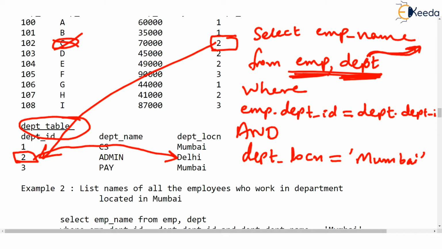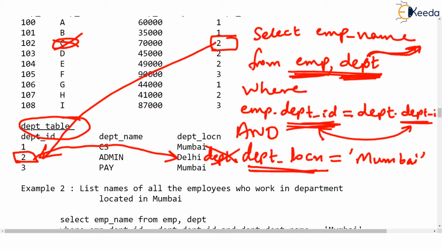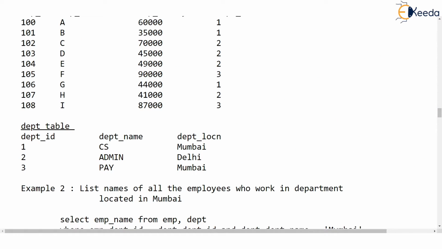I hope you are understanding. You could have written here also department dot department location. But this particular table name is not needed because this is not going to create any ambiguity or confusion. Department location is there only in one of the tables. When will the ambiguity or confusion be created? When you are using column names with the same name across the two tables, then it is always necessary to give table names, isn't it? So let's see the query.